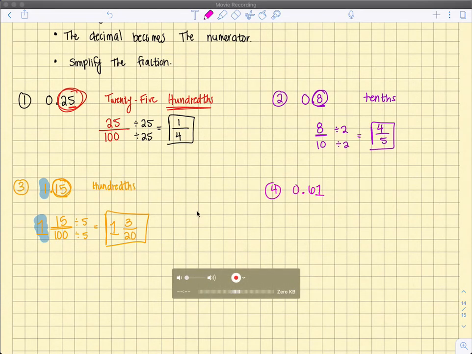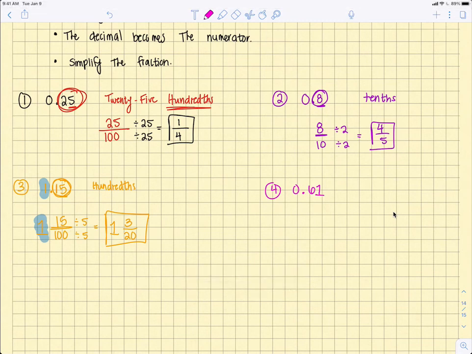All right, let's take a look at this final example here, 0.61. Again, I'm going to identify the place value. So I'm looking at the last number in my decimal here, and that's going to be this 1. And the 1 is in the hundredths place. So our denominator is going to be 100. The original decimal, 0.61, becomes our numerator. So 61 over 100.